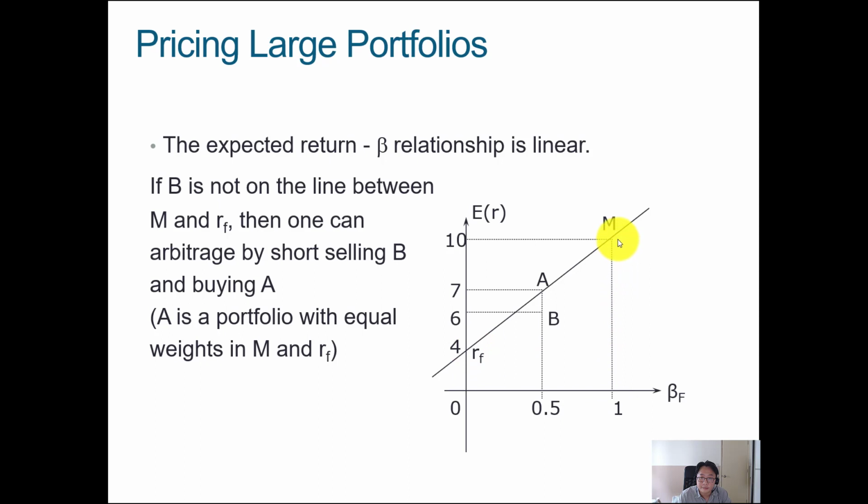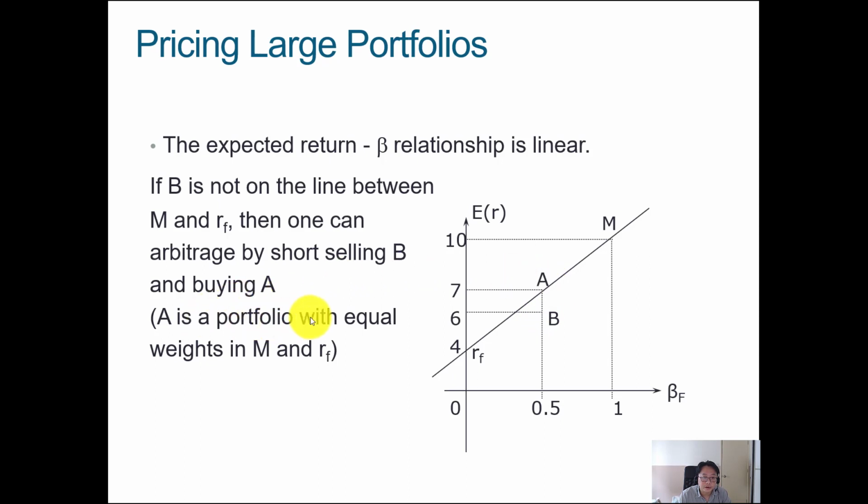So if we actually look at the market portfolio, we're saying that it's an expected return of, let's say, 10%. Okay, if we are over here, we're actually saying that we have a risk exposure of 0.5. That actually means that if you're on the line, we have a return of 7. If we have no exposure to the risk factor at all, which is 0, we have a return of 4%, which is the risk-free rate. So if we have two portfolios, A and B is not on the line, that means we can arbitrage by short selling B and buying A.